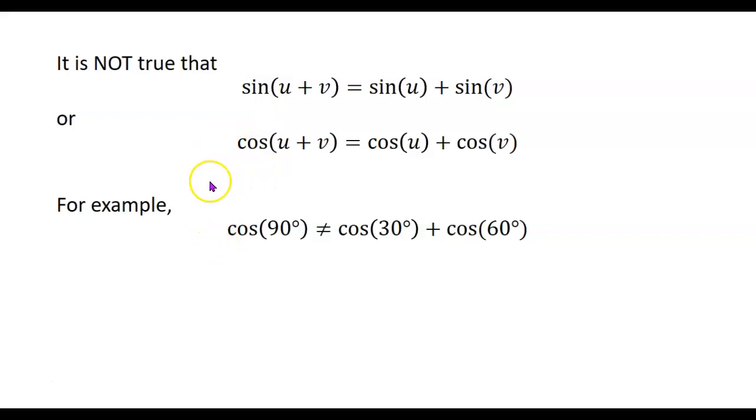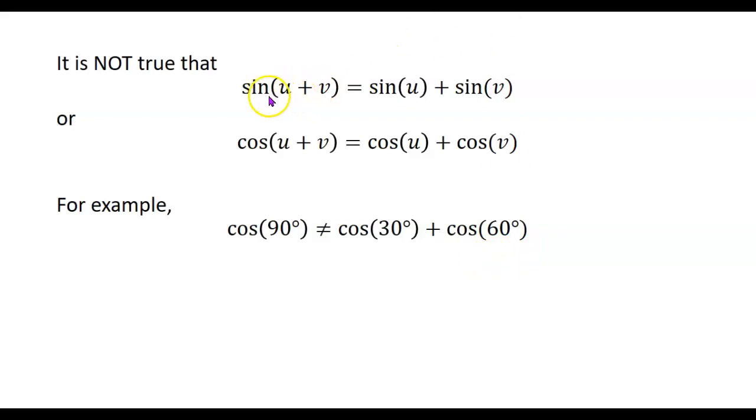If you need further convincing, 30 degrees plus 60 degrees would equal 90 degrees. But the cosine of 30 degrees plus the cosine of 60 degrees couldn't be the cosine of 90 degrees, because the cosine of 90 degrees is 0. But the cosine of 30 degrees and the cosine of 60 degrees are both positive numbers that don't add up to 0.